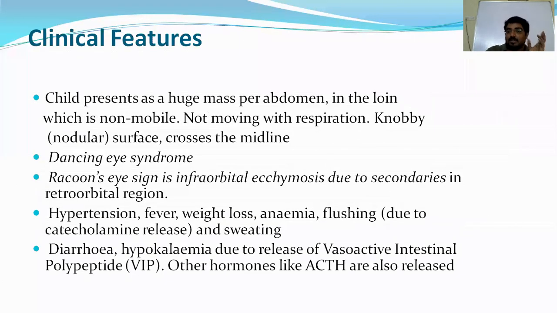That is the staging. Now the clinical features. The child presents with a huge mass per abdomen, in neuroblastoma, in the loin, which is non-mobile and does not move with respiration because it is a retroperitoneal organ. The surface is nodular, and it crosses the midline.